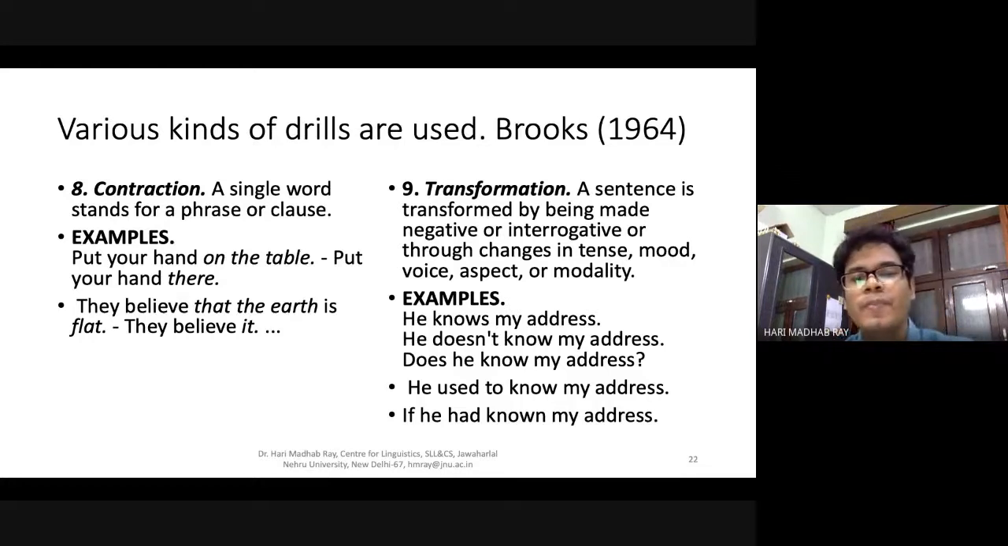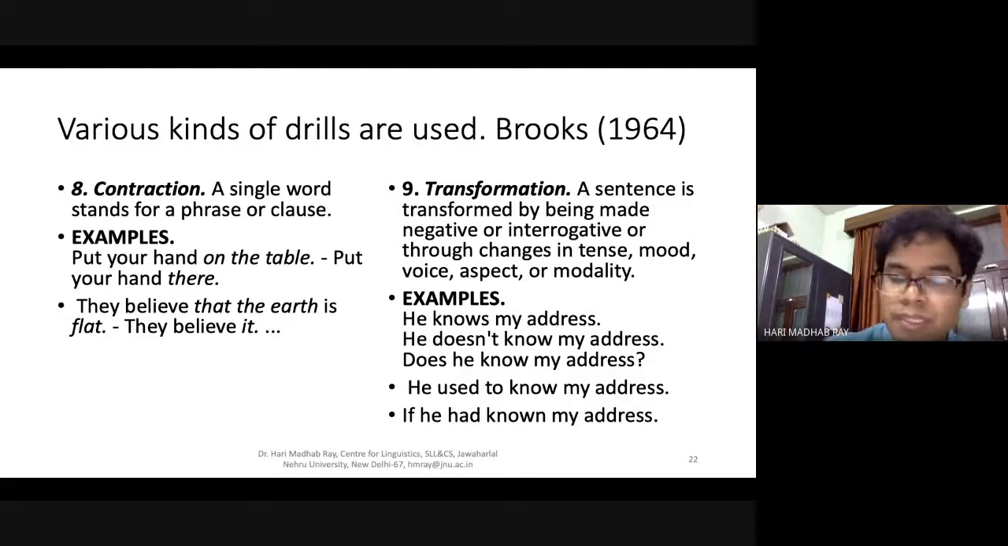So if you know only one assertive sentence, after that you can keep on making different sentences, and you also apply your mind for that matter. So: he knows my address, he doesn't know my address. Does he know my address? He used to know my address. If he had known my address. Just giving you two or three examples.